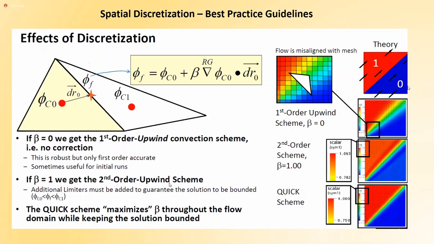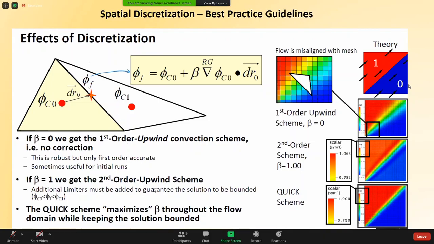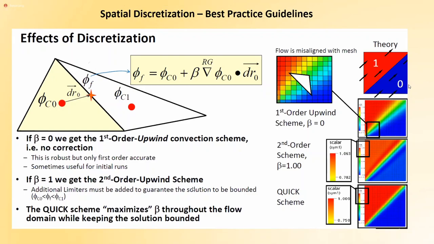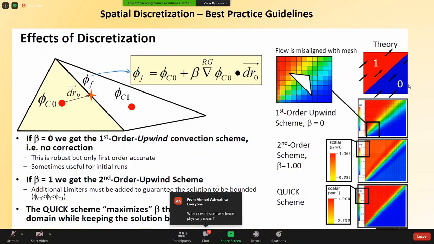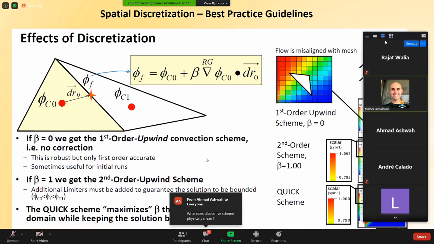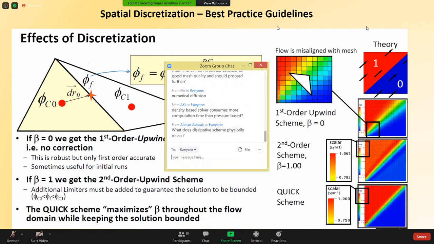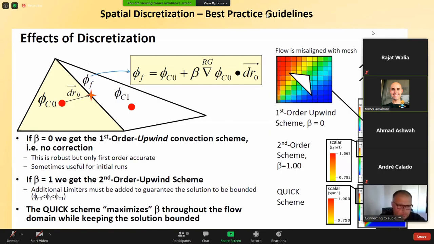The second order upwind scheme and the whole idea of upwind is that we get our data from the upstream. That's what Patankar thought makes more sense. That was his incentive for going for the second order upwind. It has some kind of limiter in there.